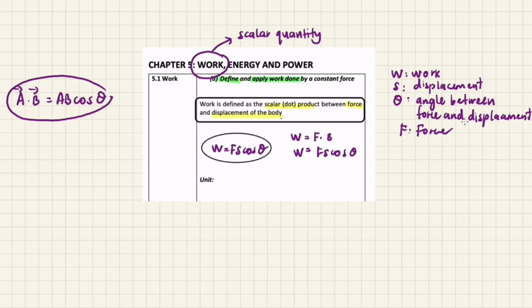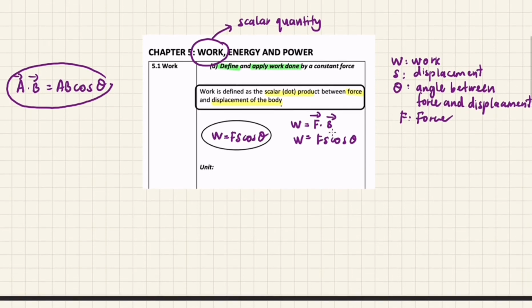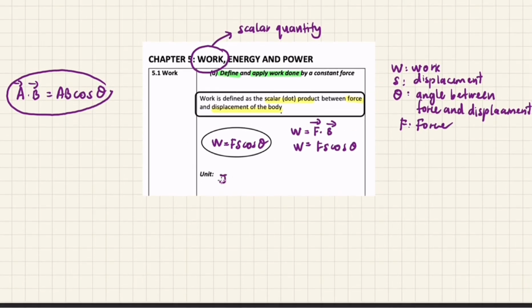So it's defined as a scalar dot product between force and displacement, or you could also write it in words where W equals F dot S. F is a vector and displacement is also a vector. But when we take the dot product, we will get a scalar quantity, which is work. The unit for work is joules.